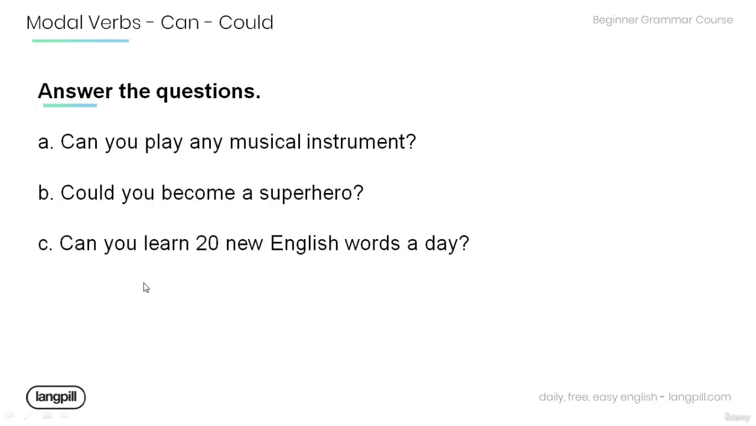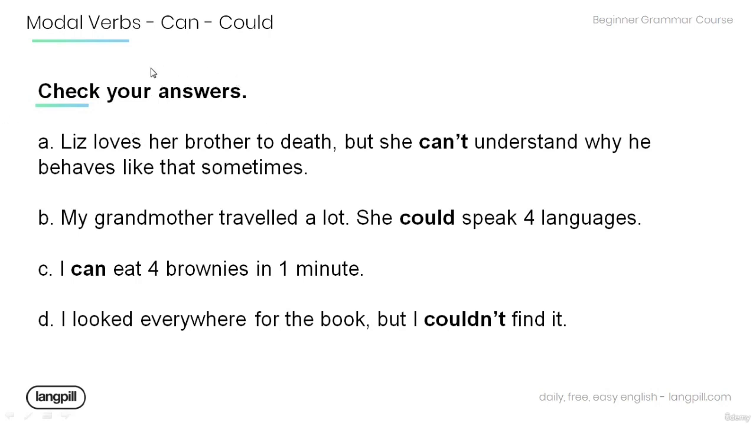And now, answer the following questions using the appropriate form of the modal verbs. A. Can you play any musical instrument? B. Could you become a superhero? C. Can you learn 20 new English words a day? Now, let's check your answers.